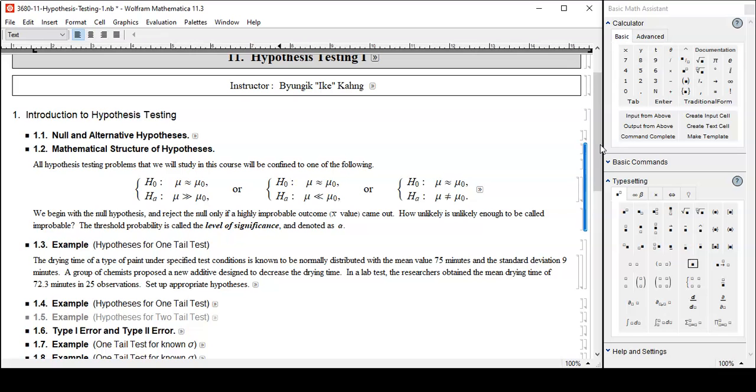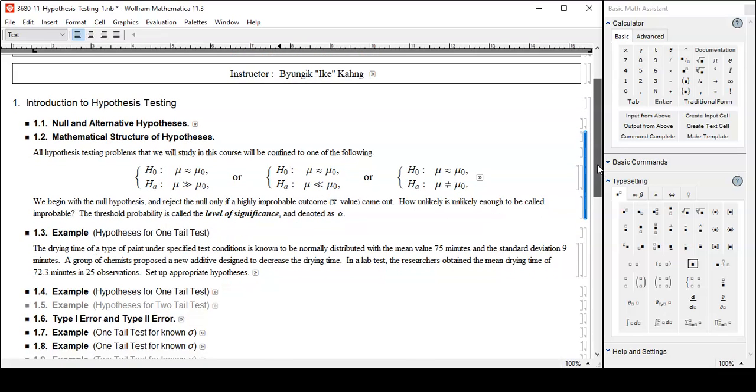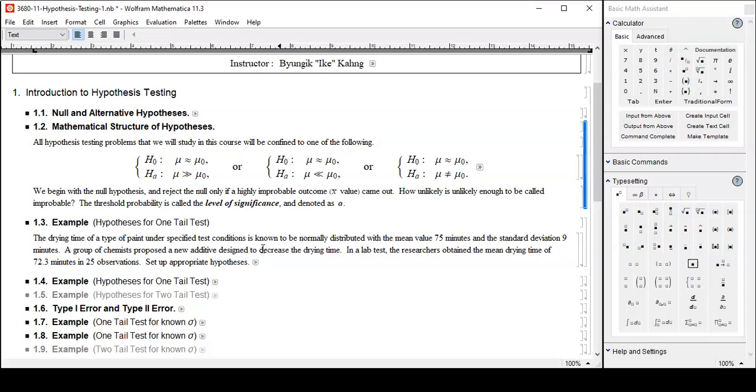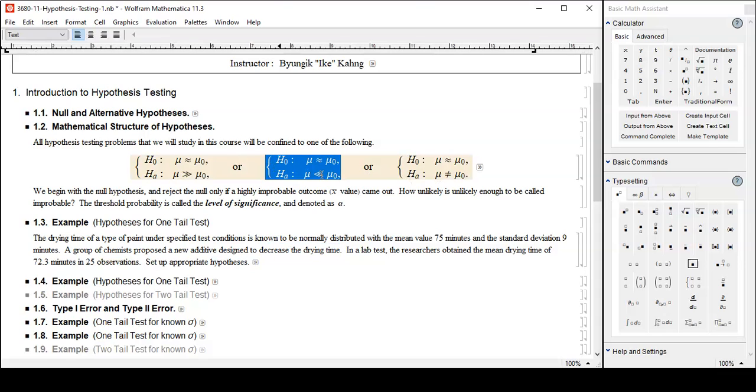Well, one way to do this is to read the problem carefully. It says decrease the drying time, right? So the real mean mu, or new mean mu, has to go down, become smaller. Now, which is it? It's going to be the second one. Make sense?